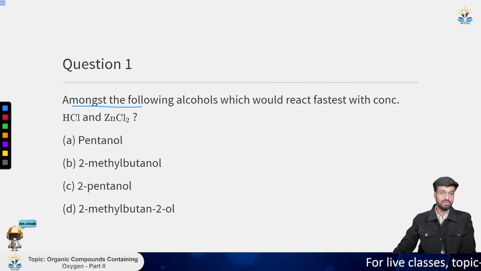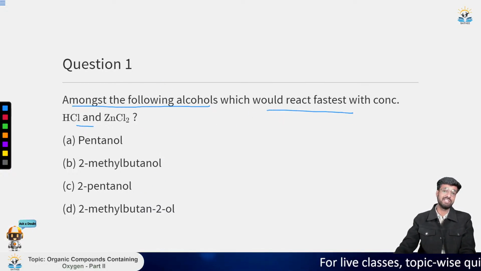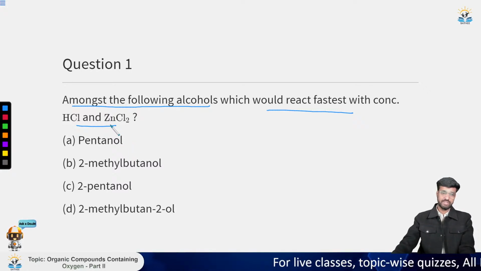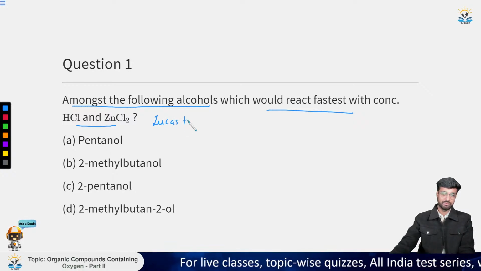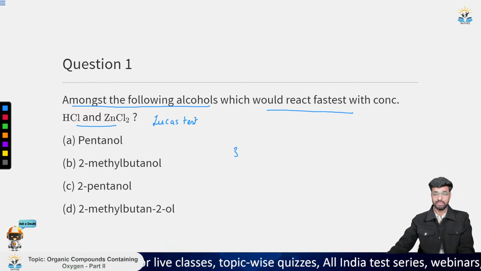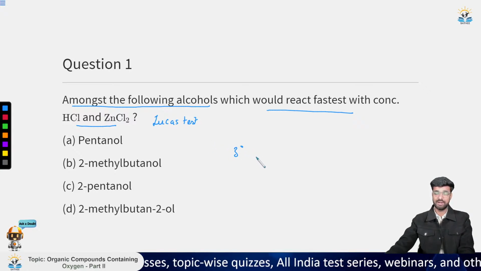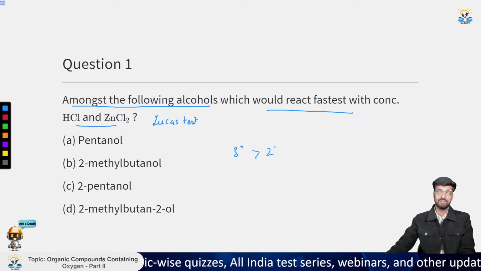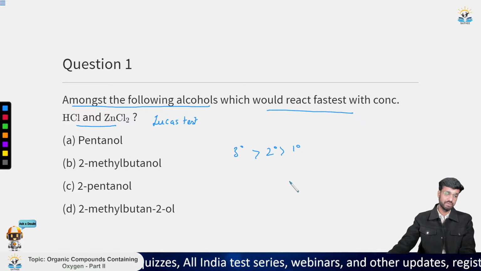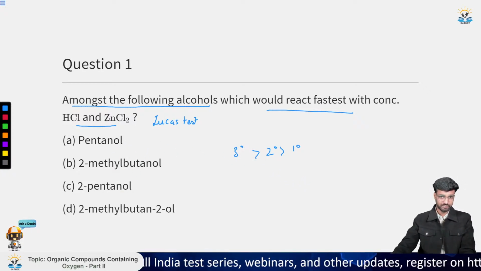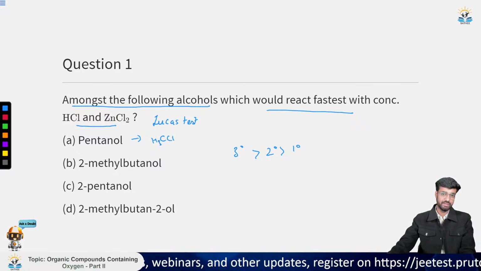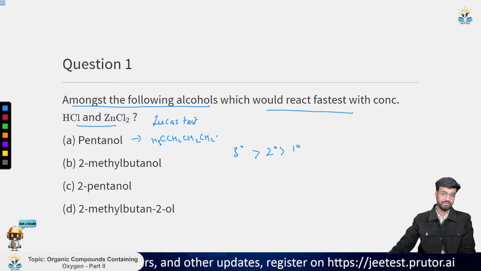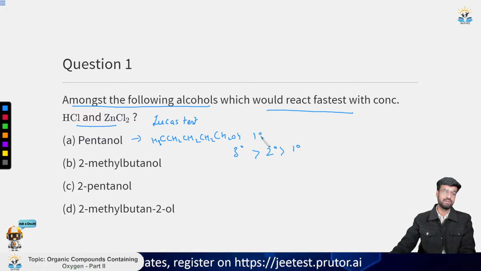Among the following alcohols, which would react fast with conc HCl and ZnCl2? So ZnCl2 and HCl is nothing but our Lucas test. For those who don't know what the Lucas test is, I've told you in the first slide also, sorry. Third degree reacts faster, then second degree, then first degree. So which one of these is the third degree? This is pentanol, that means CH3CH2CH2CH2CH2OH. So it is a 1 degree.